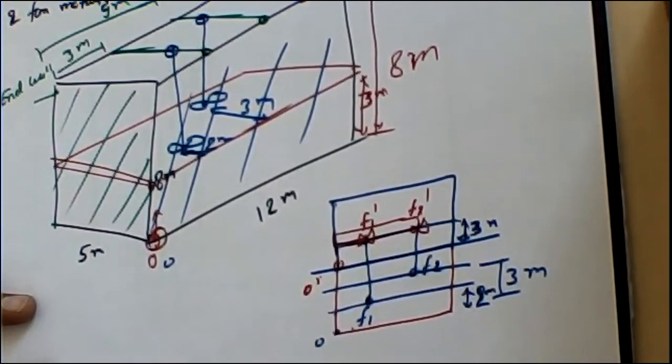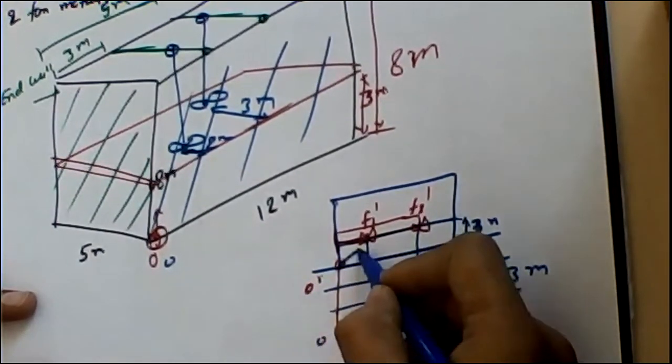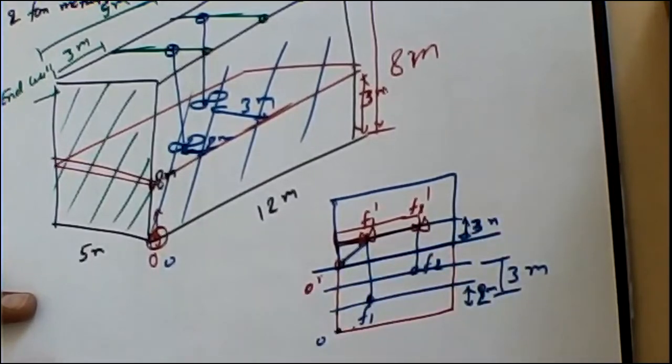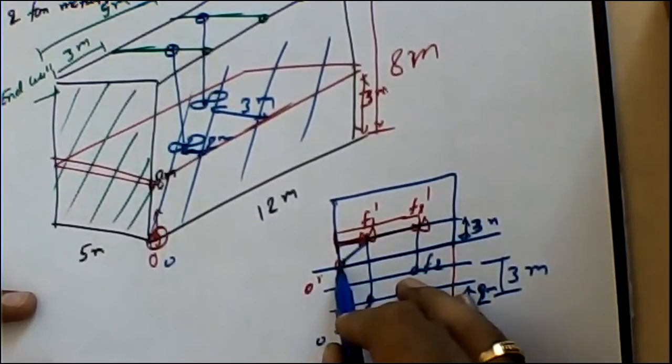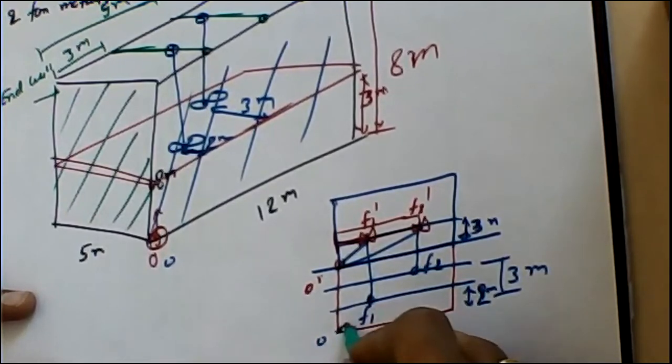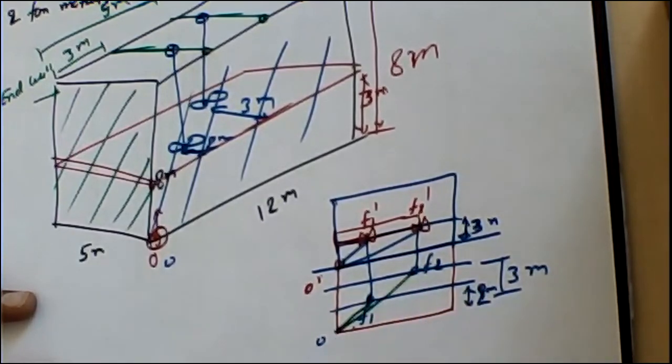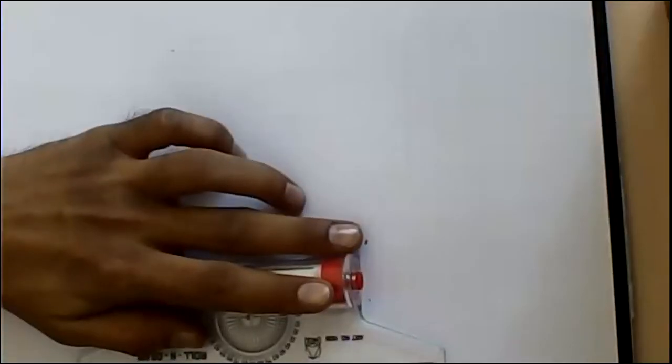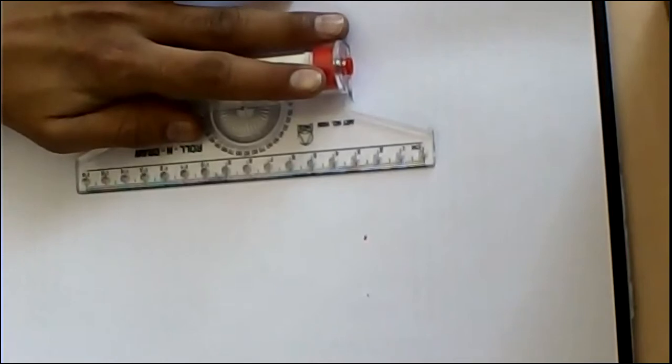Now as we connect O dash and F1 dash, it is going to be the elevation length for F1. O dash F2 dash is going to be the elevation length for the F2 fan's position. In a similar manner, OF1 is going to be called the plan length for F1, and OF2 is going to be called the plan length for fan 2. Now we have to represent the same with the dimensions and get the exact values. So now we can start drafting the solution like this.